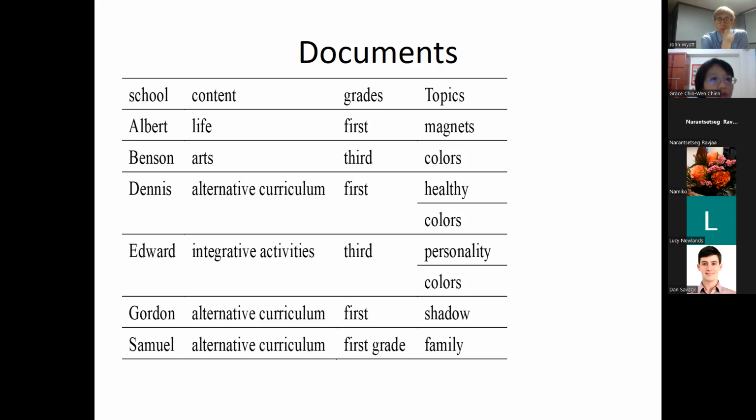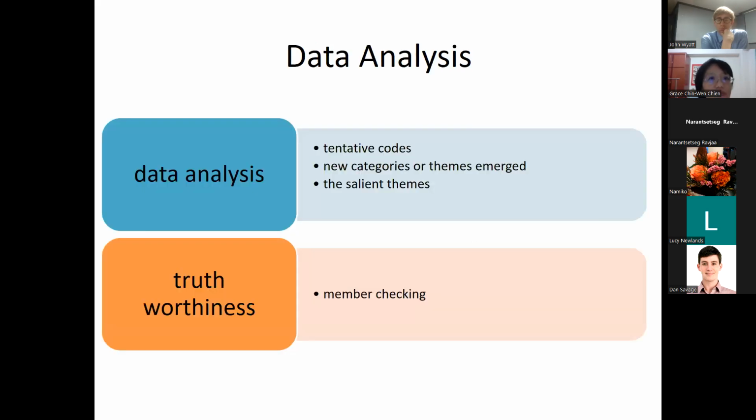And Edward school teaches CLIL lessons in the so-called integrated activities for third graders. They use English to learn to describe personalities and colors. So how did I do the data analysis part? I collected three types of data and read through all of the data. I gave them codes, and based on the codes, I came up with the major themes and the subthemes.